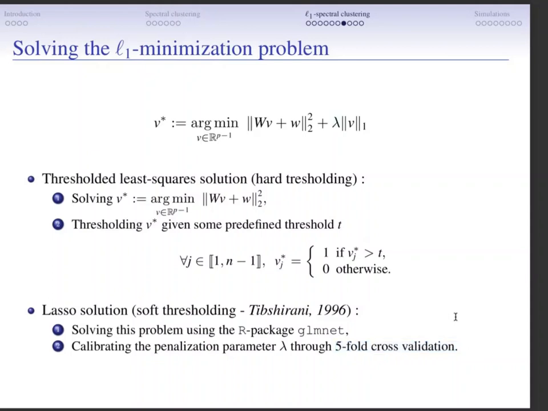The second solution is to use what is called hard thresholding. What you can do is just solve the least squares problem here, so you just remove the L1 penalty and you solve this problem. And given a threshold, you threshold your solution. So you just say, okay, all coefficients which are smaller than t are equal to 0, and 1 otherwise. And now it's nice to see why these two solutions are quite the same.